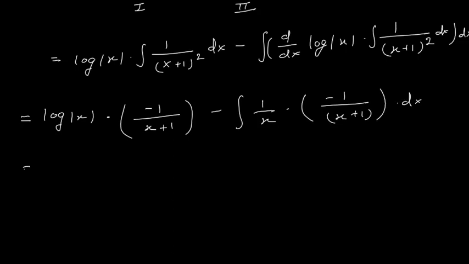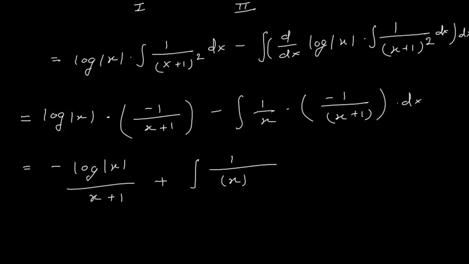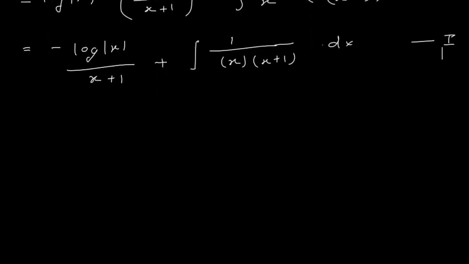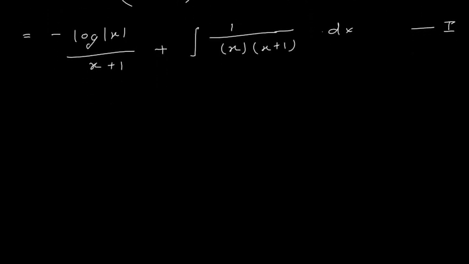So here I will get minus log of mod x whole divided by (x plus 1), then minus minus plus, integration of 1 upon x into (x plus 1) into dx. Consider this as equation 1, and this integration of 1 upon x into (x plus 1) as I1. So I have I1 equal to integration of 1 upon x into (x plus 1).